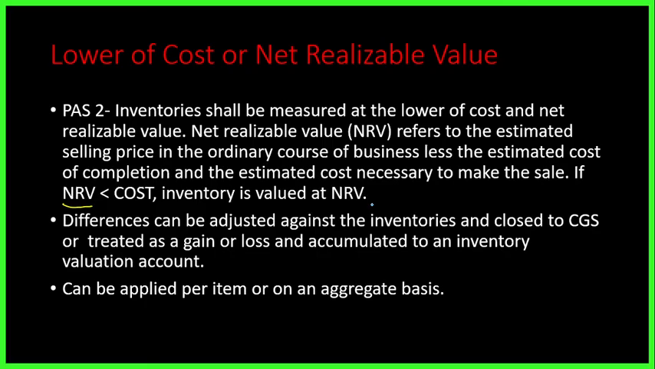Let's mark that. First method is you adjust the inventories and then the difference will go to your cost of goods sold, okay? And then the second method, the difference will be your gain or loss, and then there is your accumulated gain or loss or accumulated adjustment in your inventory. That is more like a valuation account, no? Like an allowance for inventory adjustment, okay? And then it can be applied per item or on an aggregate basis.